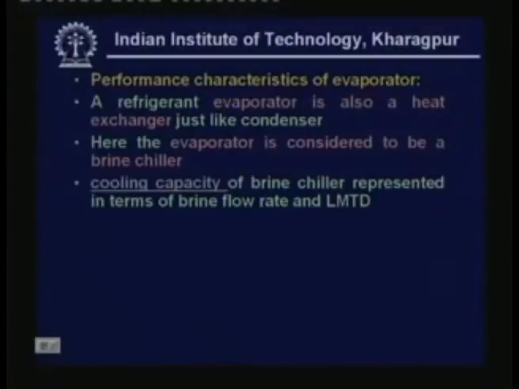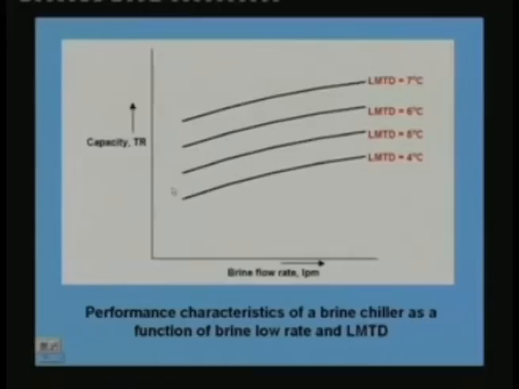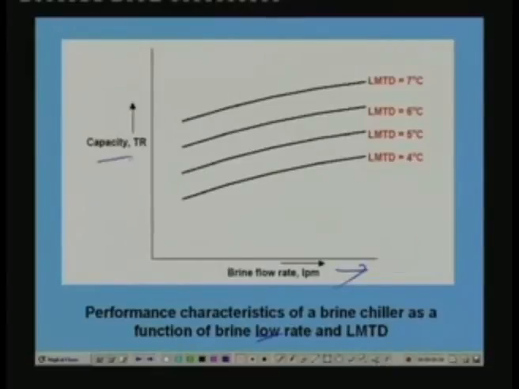The cooling capacity of a brine chiller can be represented in terms of brine flow rate and LMTD. For example, if you take a commercial brine chiller, you can get this kind of capacity curves. These are performance characteristics of a brine chiller as a function of brine flow rate and LMTD. So as the brine flow rate increases, you can see that the capacity increases for a given LMTD. That means capacity QE increases as flow rate increases. Why does the capacity increase?